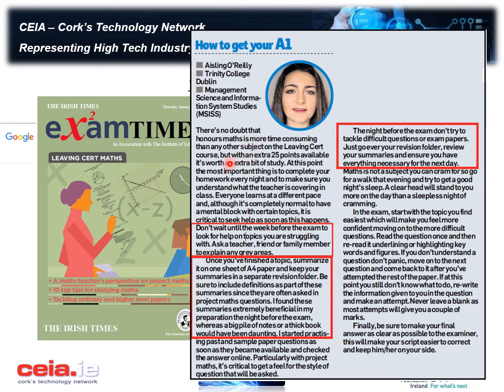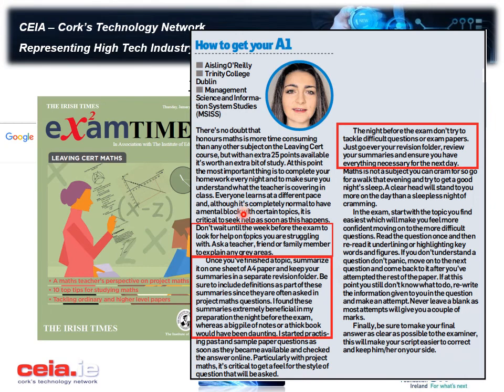There's no doubt that honours maths is more time consuming than any other subject on the Leaving Cert course. But with an extra 25 points available, it's worth an extra bit of study. At this point, the most important thing is to complete your homework every night and to make sure you understand what the teacher is covering in class.